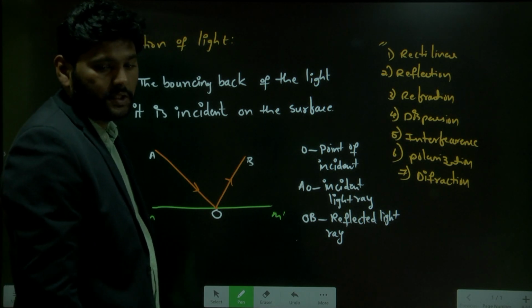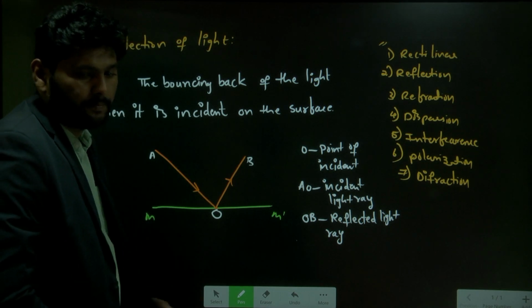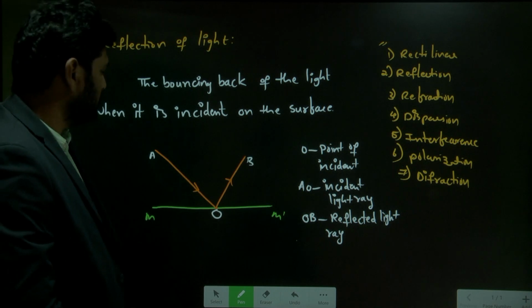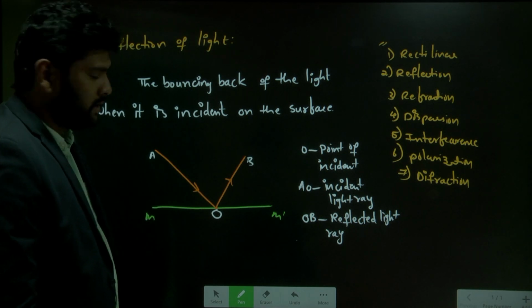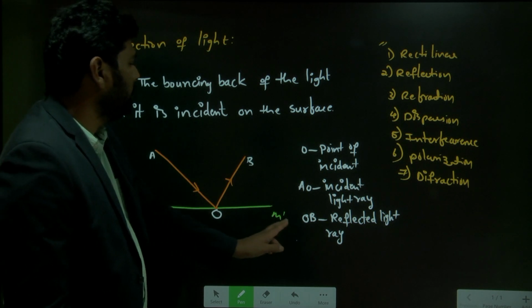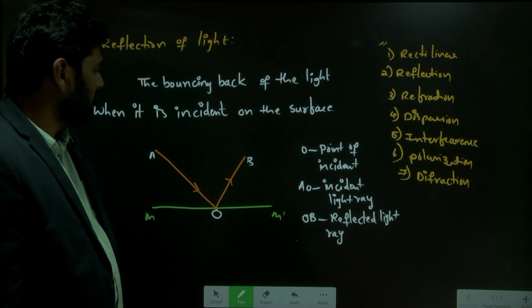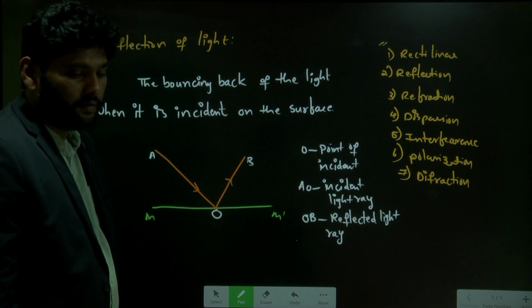Chaitanya, are you following what I am explaining? Yes, sir. Yeah. So what is AO? Incident light ray. OB is the reflected light ray. And O is called the point of incident.